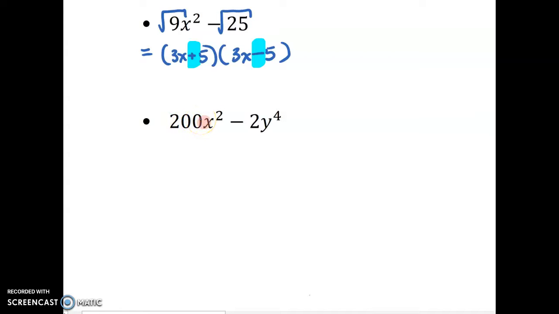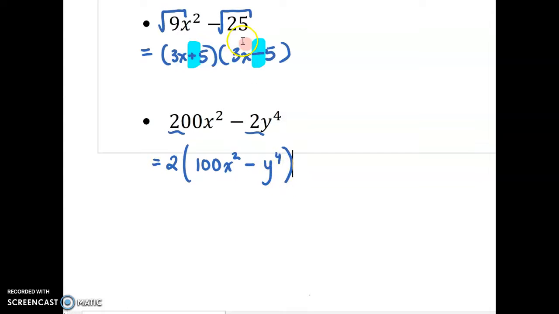But remember that the very, very first factoring technique we should always use is a greatest common factor. If you look at these 2 terms here, we should notice that there's a 2 that can be factored out first. So if I take out that 2, I'm left with, well, 200 divided by 2 gives me 100. I still have my x squared. And then negative 2y to the 4 divided by 2 is a negative 1y to the 4. And then I can now, 100 is a perfect square.